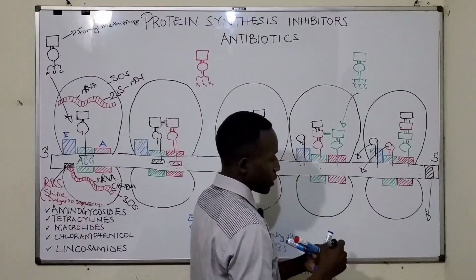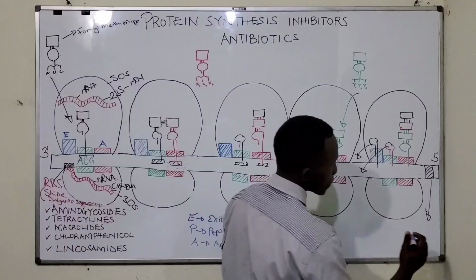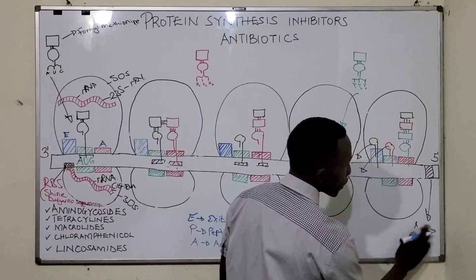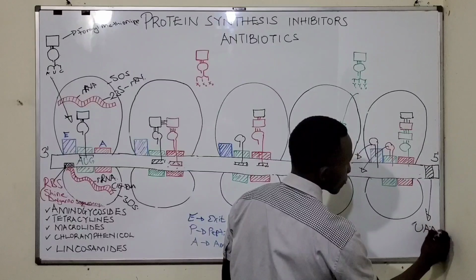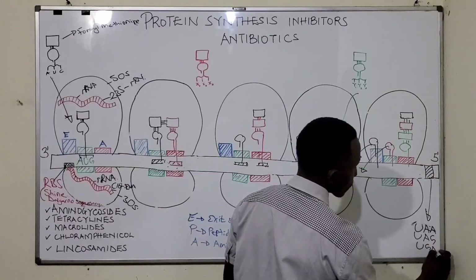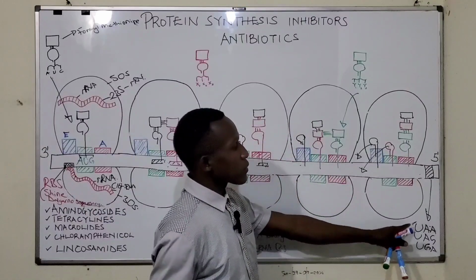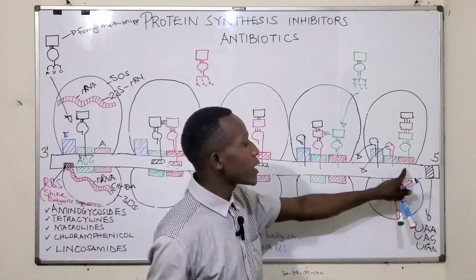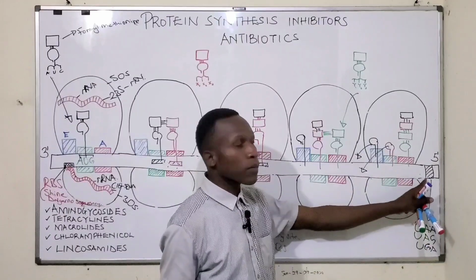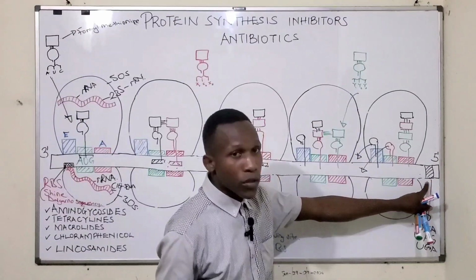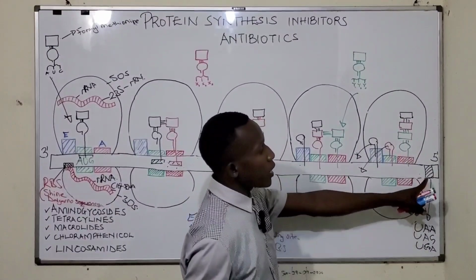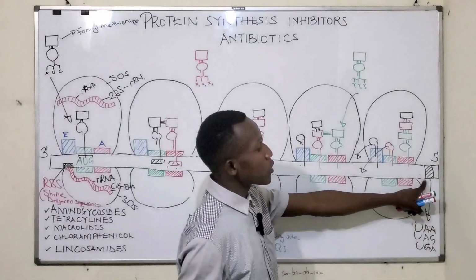These are termination codons: the UAA, the UAG, and UGA. Any of these. If these ones are reached, when they reach the A site, there is no transfer RNA which can recognize these codons. So when we reach these codons, the release factors will bind to these codons.